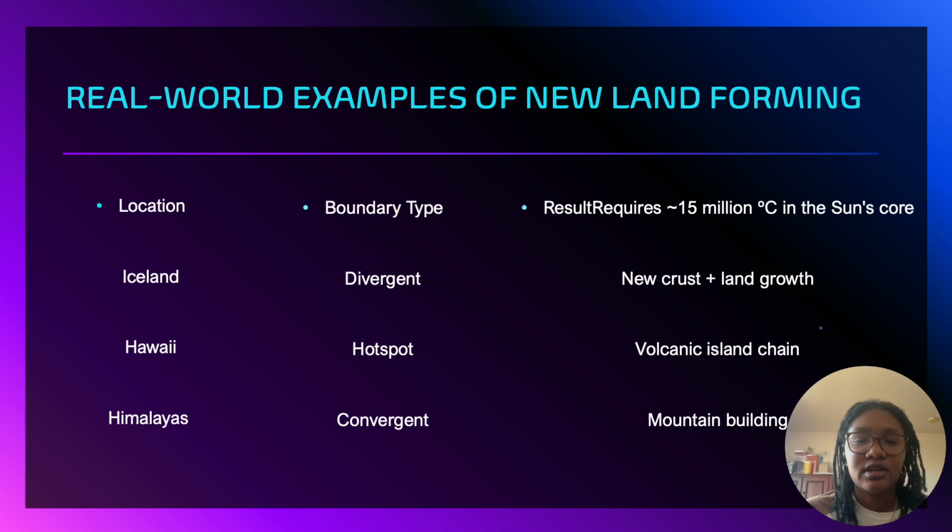In continental collisions, neither plate subducts easily, so land uplifts to form massive mountain ranges. This is how the Himalayas were created. Over time, convergent boundaries build significant amounts of new land through volcanic rock accumulation and crust thickening.